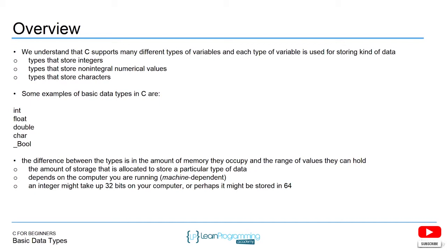If I run a C program on a Linux system with certain hardware versus a Windows system with different hardware, an integer may be 4 bytes in memory, or it may be 8 bytes. Again, it depends on the machine you're running on how much memory is allocated for the data that you want to store. So an integer might take up 32 bits, which is 4 bytes, or it might take up 8.